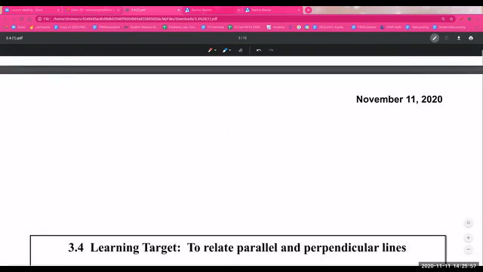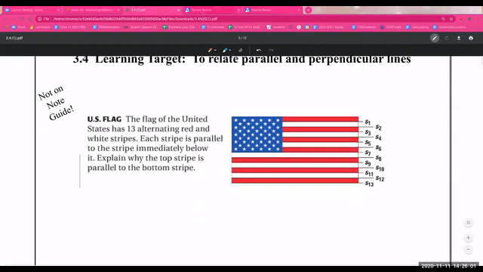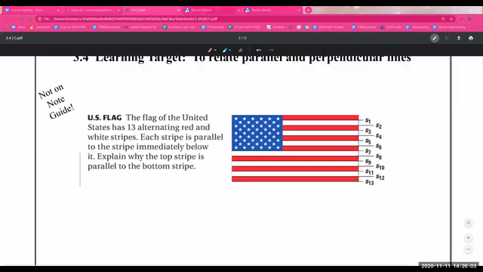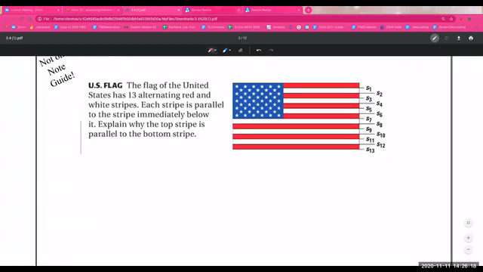So let's apply that to a problem. This is not on your note guide, but it's a great problem. It says the flag of the United States has 13 alternating red and white stripes. Each stripe is parallel to the stripe immediately below it. Explain why the top stripe is parallel to the bottom stripe. So we're going to use the transitive property here.